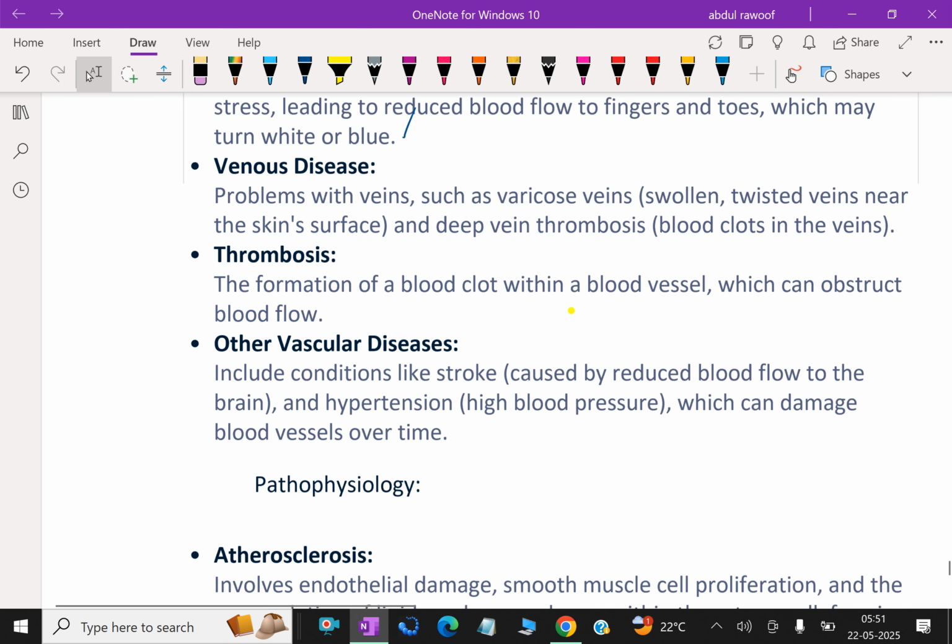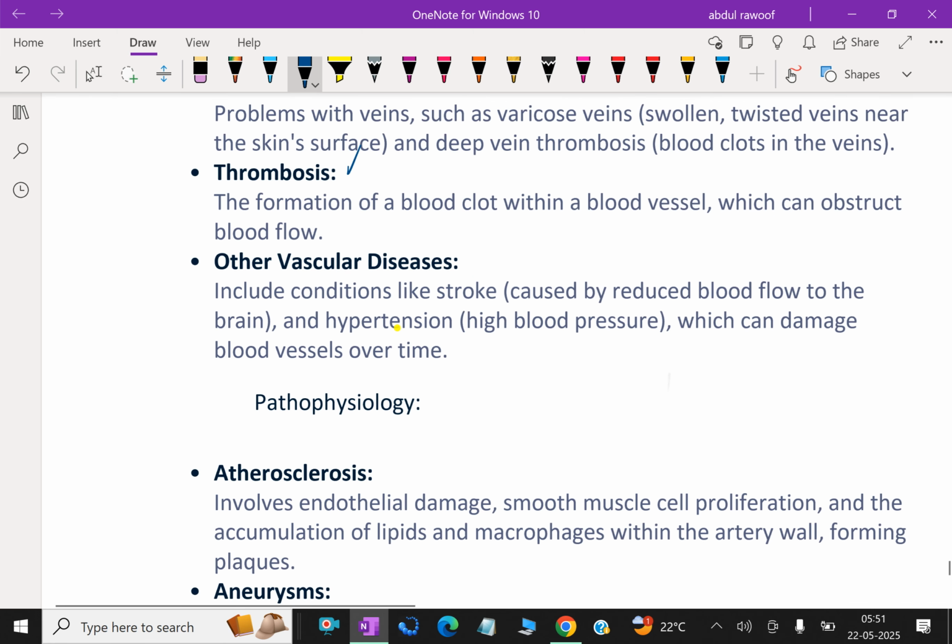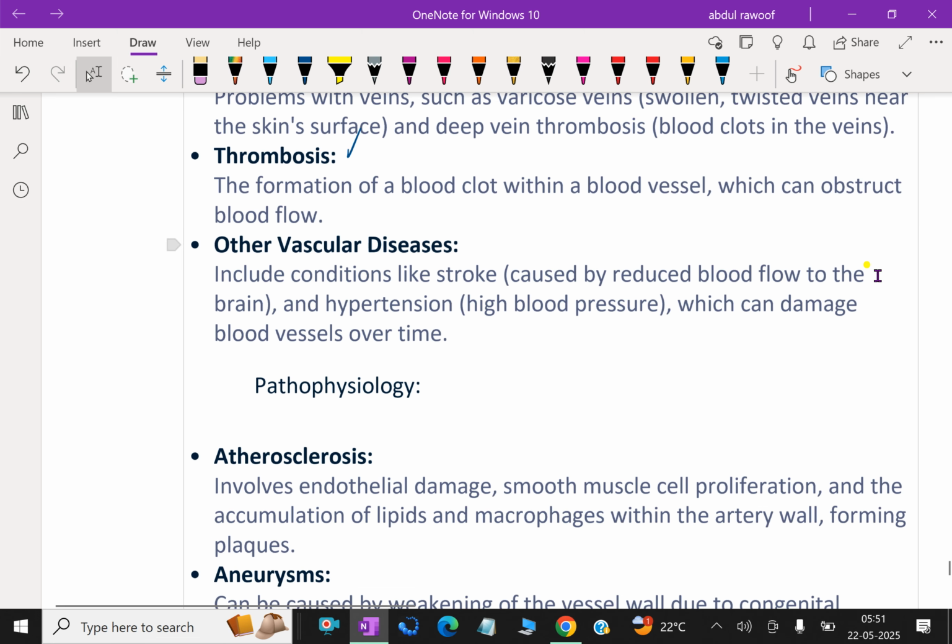Venous diseases. Problems with veins such as varicose veins, swollen, twisted veins near the skin surface, and deep vein thrombosis, blood clots in the veins. What is thrombosis? The formation of a blood clot within your blood vessels which can obstruct blood flow. Other vascular diseases include conditions like stroke, caused by reduced blood flow to the brain, and hypertension, high blood pressure, which can damage blood vessels over time.